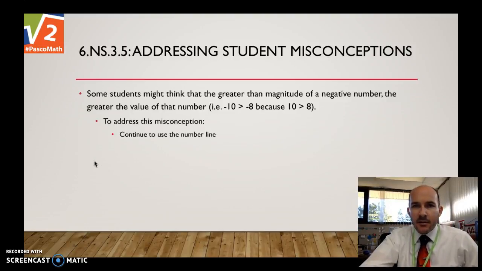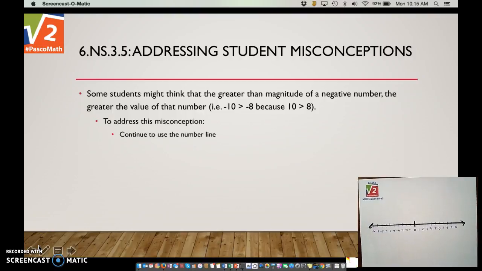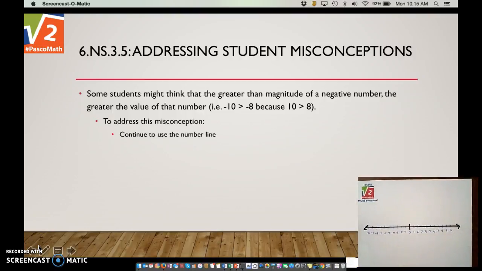So some misconceptions maybe we can anticipate and address is some students may think the greater the magnitude of the number, the greater the value of the number. And so their misconception is -10 is greater than -8 because 10 is greater than 8. So to address this misconception, I've got a quick number line here. And this is something that we'd want the students to experience or do. And so this is just a horizontal number line.